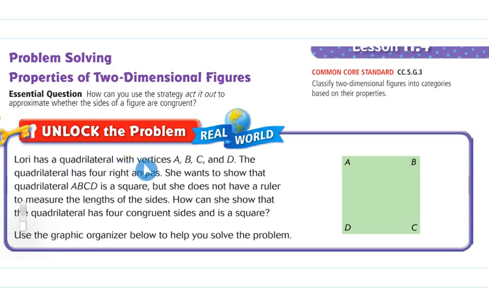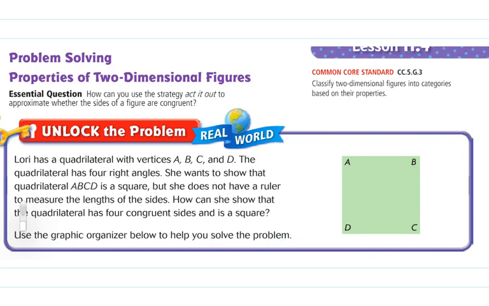Lori has a quadrilateral with vertices A, B, C, and D. The quadrilateral has 4 right angles. She wants to know that the quadrilateral ABCD is a square, but she does not have a ruler to measure the lengths of the sides. How can she show that the quadrilateral has 4 congruent sides and is a square? Use the graphic organizer below to help you solve the problem. So on the side we see the quadrilateral ABCD.